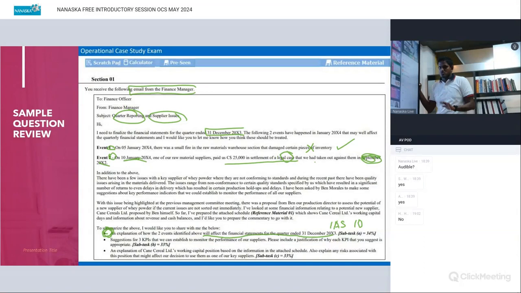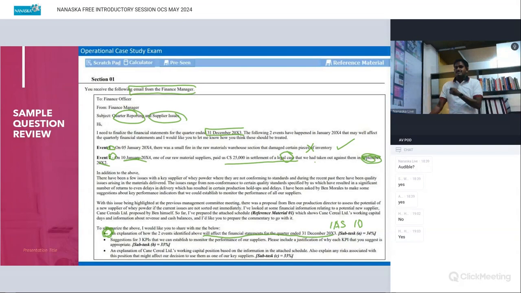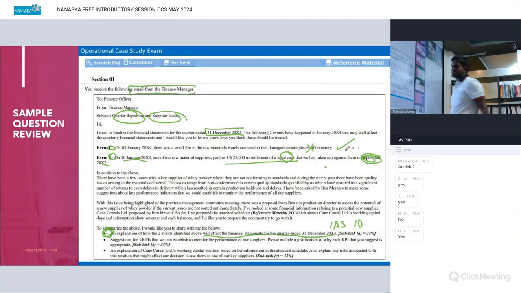Answers please. Yes or no? Yes. Why? You have taken this out in September 2022, meaning you would have had a provision, your case is running. It's December 2023, your settlement is on Jan 10th. Obviously, you have to account for it in the previous year, you have to adjust it because there is evidence of existence at the reporting date.